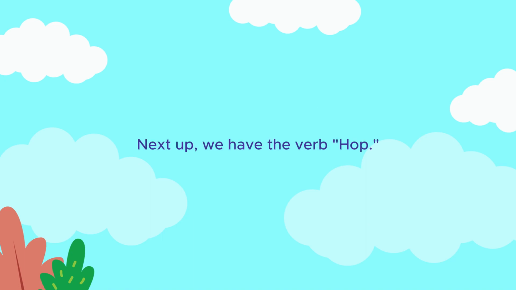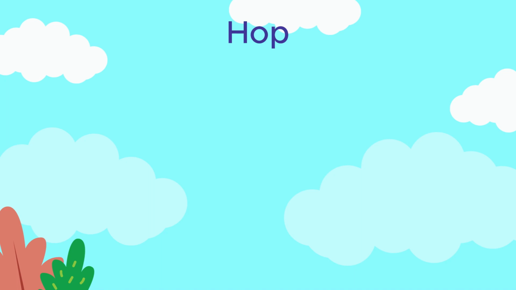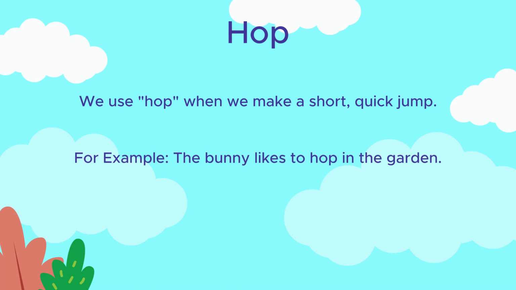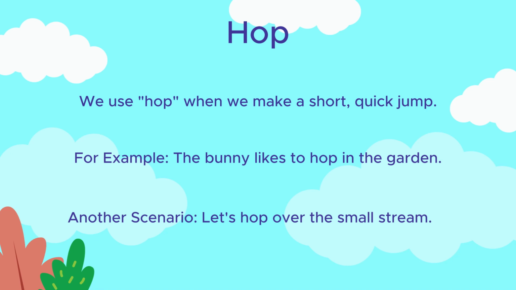Next up, we have the verb hop. Repeat after me, hop. We use hop when we make a short, quick jump. For example, the bunny likes to hop in the garden. Another scenario, let's hop over the small stream.